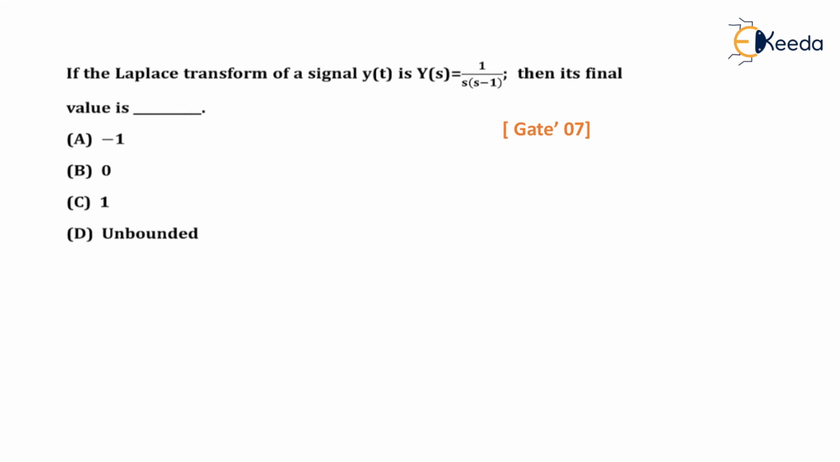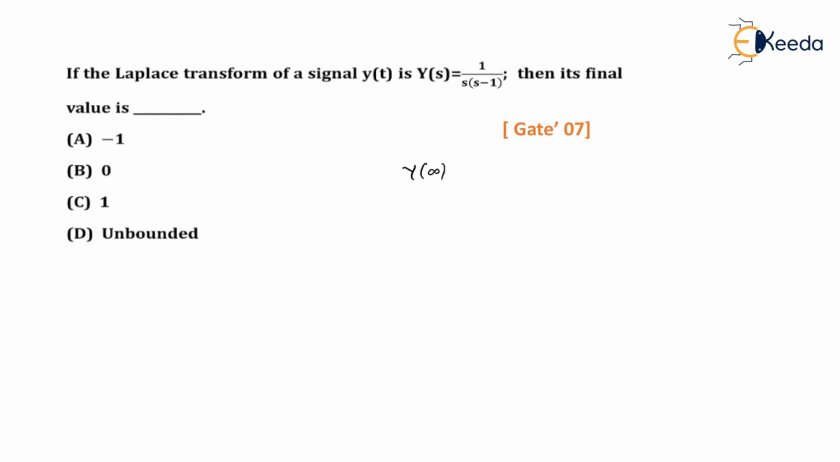The next problem is asked in GATE 2007. If the Laplace transform of the signal y of t is Y of s, which is 1 upon s into s minus 1, then its final value is... And various options are given. Let me use the direct formula to find the final value.